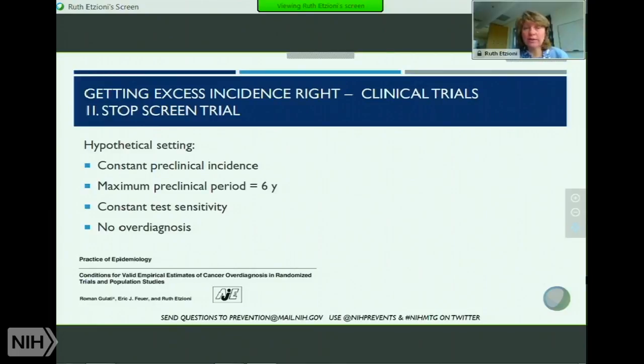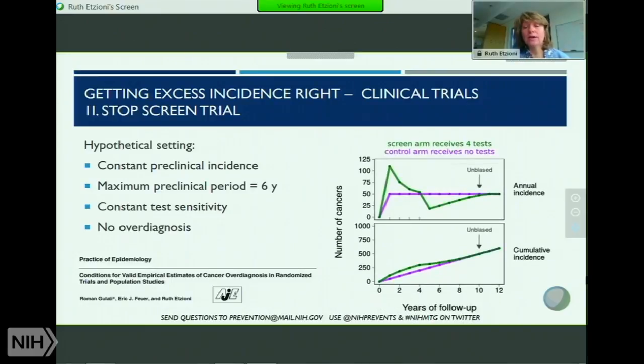Now, not all trials are continued screen trials. Particularly the early trials and several trials in breast cancer screening are stop-screen trials, in which screening only took place in the first few years of the trial. And in that case, here are the figures under the same specifications as the previous slide. We actually find that cumulative excess incidence does become unbiased because we're giving time for those cases beyond the screening period to be diagnosed and therefore to be counted in the excess incidence calculation. So cumulative excess incidence does eventually become unbiased, and annual excess incidence also becomes unbiased.